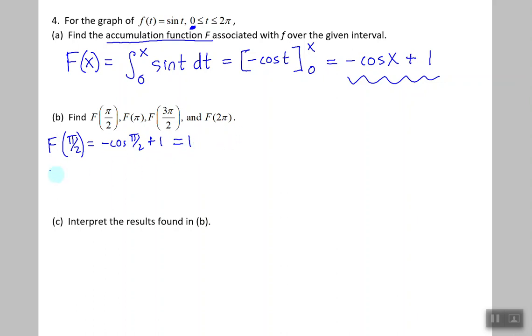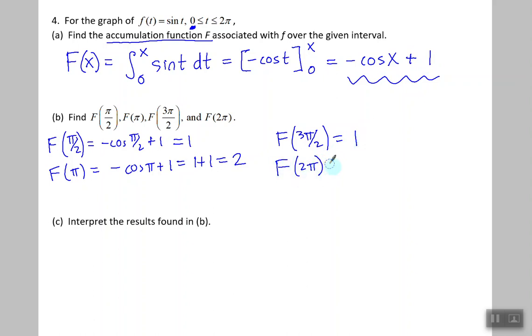And then F of pi, negative cosine of pi plus 1. That's negative 1, and the negative of negative 1 is positive 1, and 1 plus 1 is 2. And then F of 3 pi over 2, plugging in the 3 pi over 2 gives us 0 plus 1, so that one's 1. And then capital F of 2 pi, negative cosine of 2 pi is negative 1, and negative 1 plus 1 is 0.